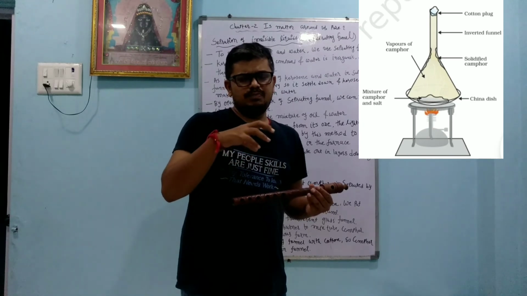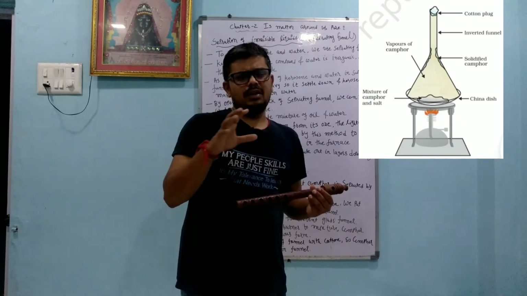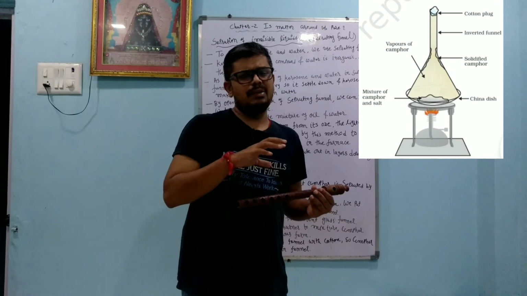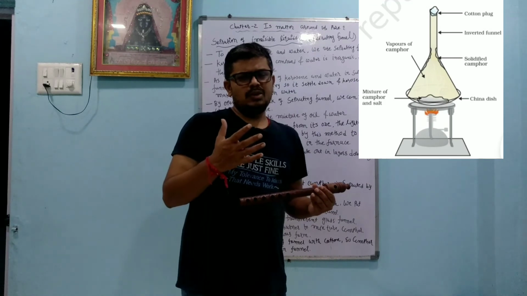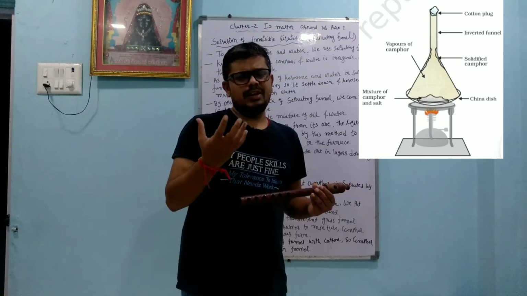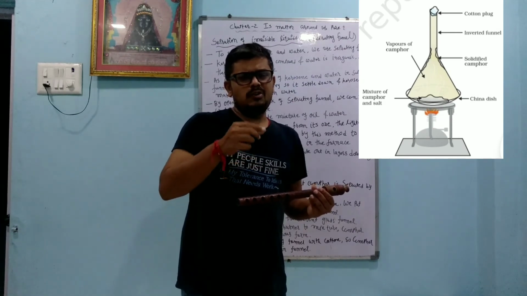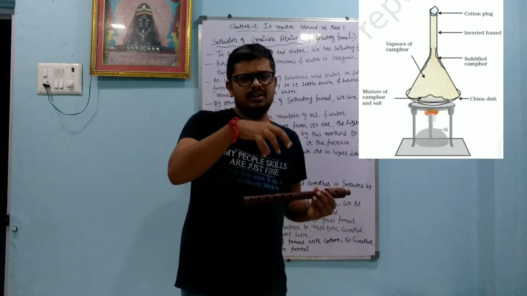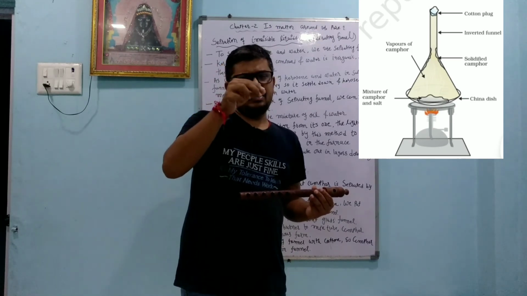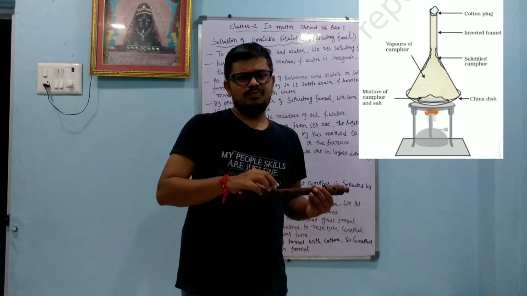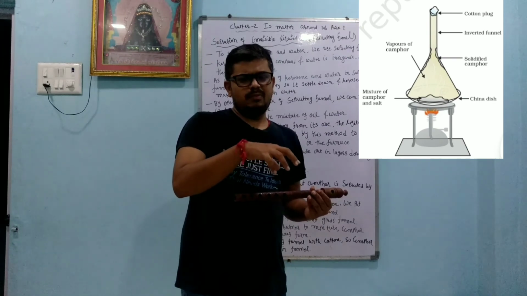Suppose we have a mixture of salt and camphor and we want to separate the camphor and the salt. We know that salt has a high melting point, so it does not easily convert into liquid or gaseous form. We take the mixture of salt and camphor in one china dish and cover it with a funnel. The opening part of the funnel is in the downward direction and the narrow part is in the upward direction, and that narrow part is plugged with cotton. We put this whole system on the burner and switch on the burner.